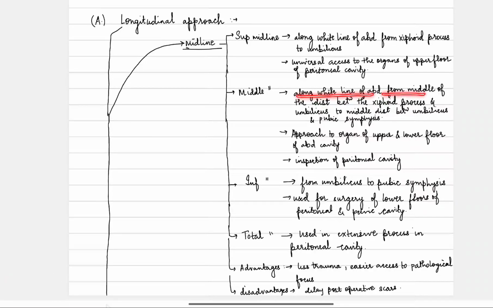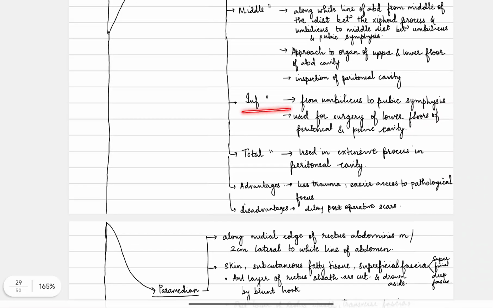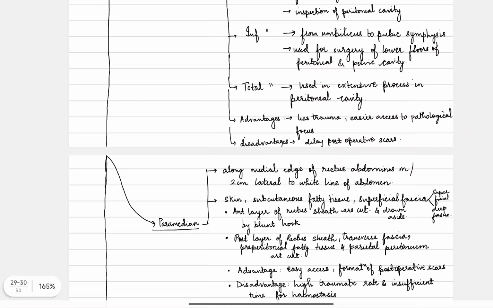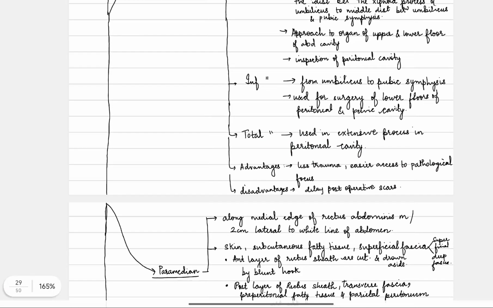Along the white line of the abdomen from the middle of the distance between the xiphoid process and umbilicus to the middle distance between the umbilicus and pubic symphysis. Approach to the organs of the upper and lower floor of the abdominal cavity, and it helps in inspection of the peritoneal cavity. Next is inferior midline, from umbilicus to the pubic symphysis, used for surgery of lower floors of the peritoneal and pelvic cavity. Next is total midline, used for extensive processes in the peritoneal cavity. Now, what are the advantages of this midline approach?